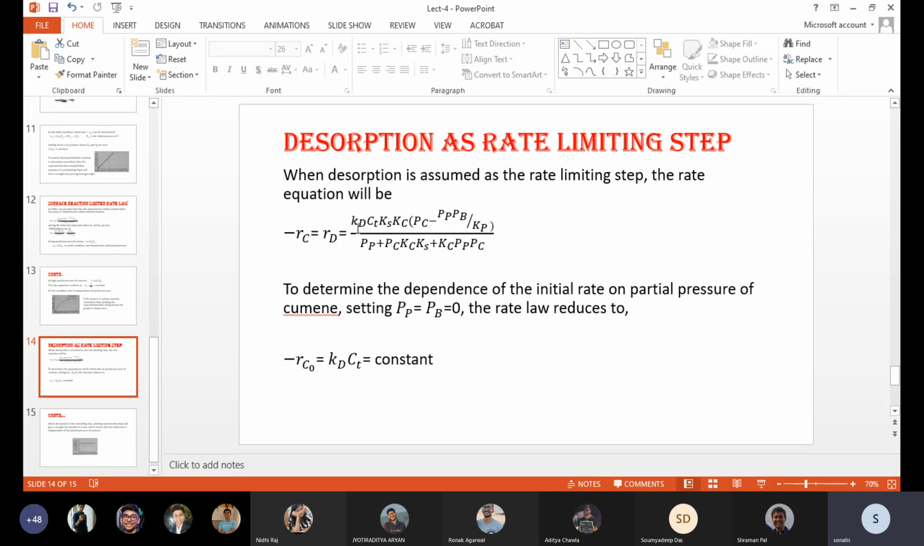So ultimately what we are getting, Rc is equal to Kd Ct Ks Kc Pc0 by Pc0 Kc Ks. Then the Pc0 Kc Ks in the denominator and Pc0 Kc Ks in the numerator are cancelling out. So ultimately we are getting Kd into Ct. This is constant.